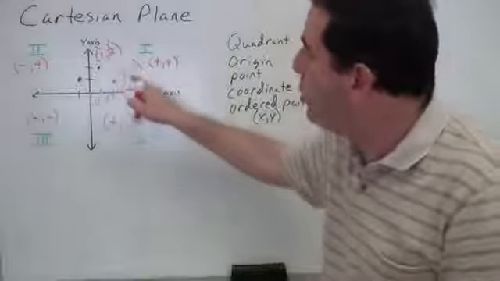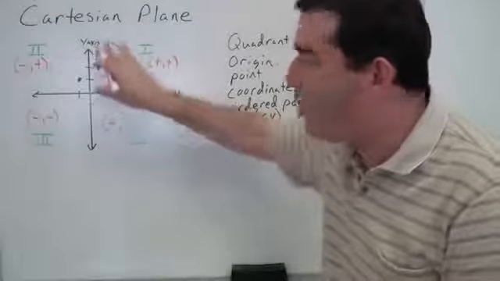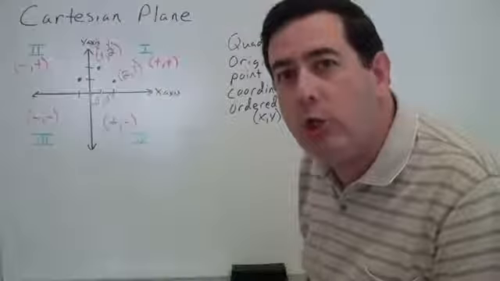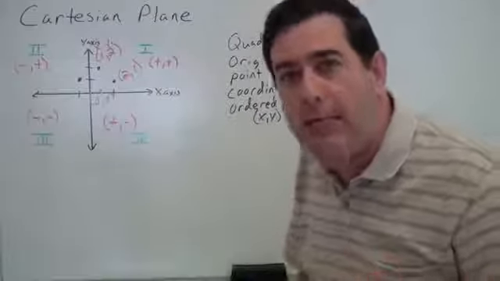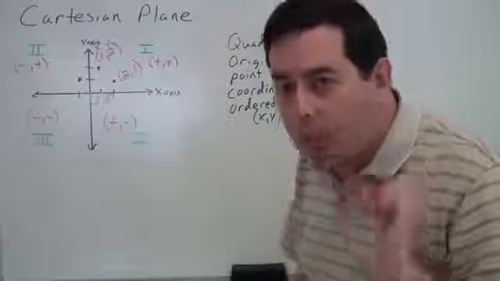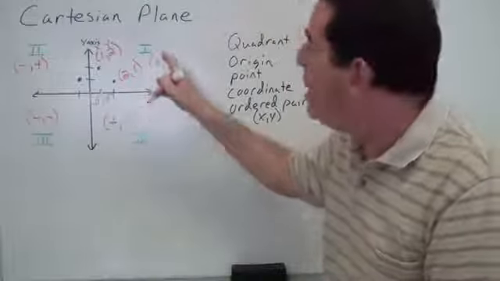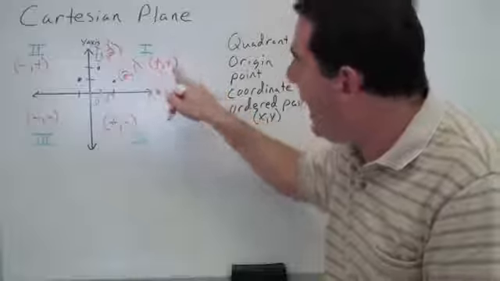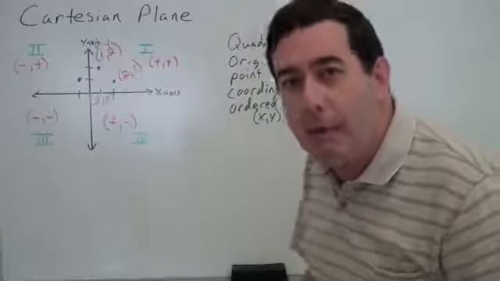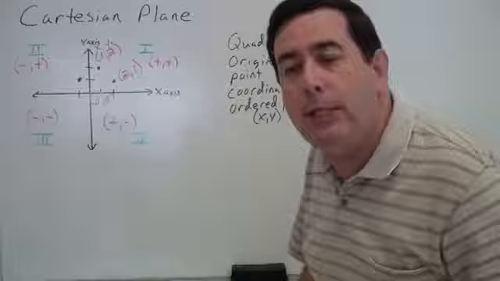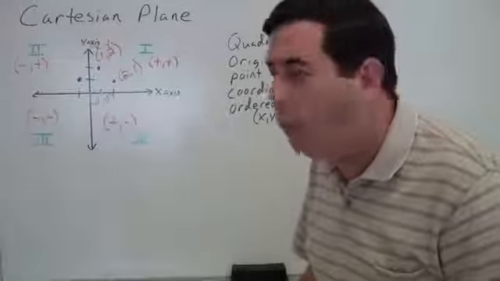Now notice these 2 points and anybody in the first quadrant. To get in that first quadrant, you had to move to the right and you had to move up, which are both positive moves. If you're going to be in the first quadrant, you have to have a positive x and a positive y. Everybody in that first quadrant would have a positive x and a positive y.